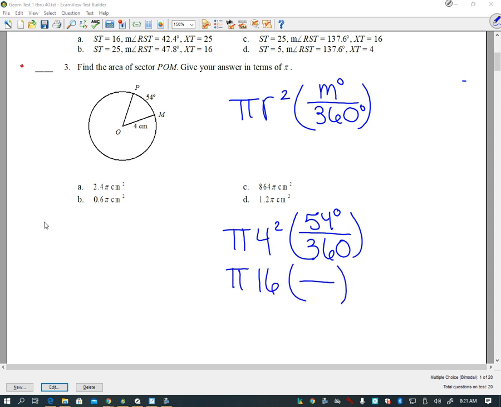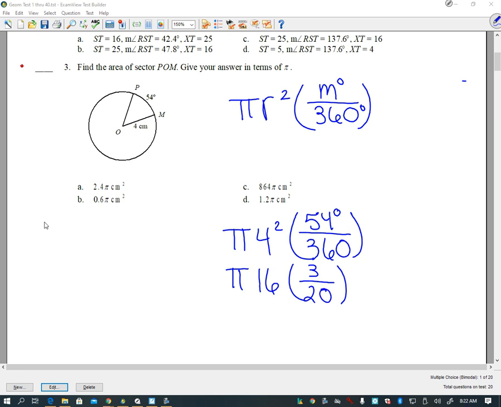360 reduce. I think I could reduce both of those by 2 and get maybe 27 over 180, right? 27 over 180 would reduce because both those numbers are divisible by 3. 27 divided by 3 is 9, and 180 divided by 3 is 60. So 9 over 60, both those numbers will reduce by 3, right? 9 divided by 3 is 3. 60 divided by 3 is 20, right? So I'd get 3/20ths.